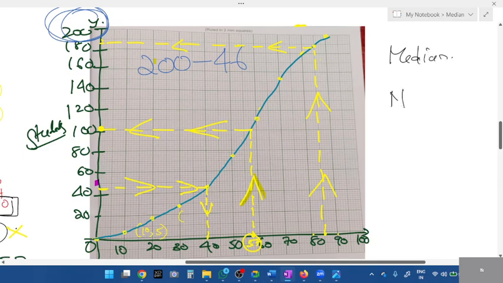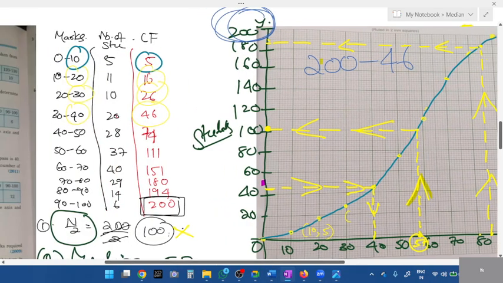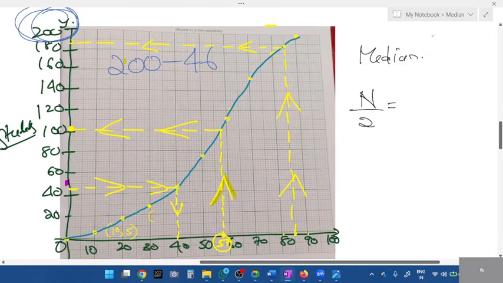First point, n divided by 2. What is n value? N is the highest value in the cumulative frequency. What did we get? N is equal to 100. 100 divided by 2 is 50. So for median, we don't start from marks. We start from students. Can you see 100? I have marked the line from 100. So the answer is 57. I got 57.